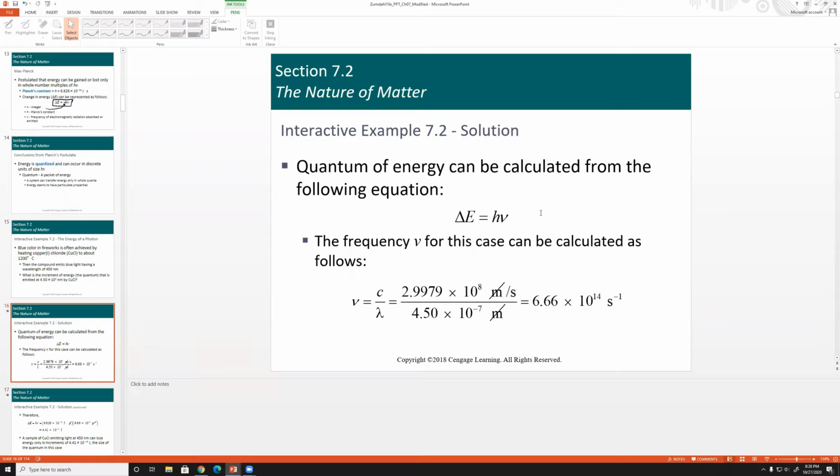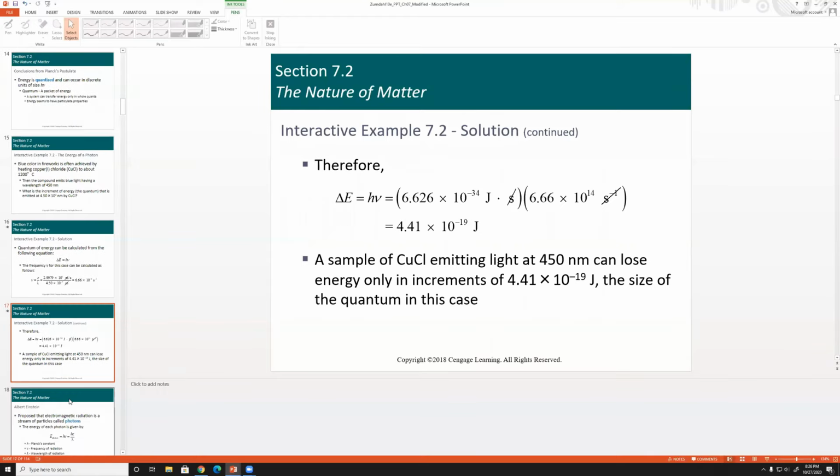Then we can put that frequency into Planck's equation, h, which is Planck's constant, times the frequency we just found, to figure out the energy or the quanta for that type of radiation. You multiply those two numbers together, and you get 4.41 times 10 to the negative 19 joules. A lot of these questions use both of those equations. You figure out the frequency from the wavelength, then use that to find the energy of that photon, or a number of those photons, using Planck's equation.